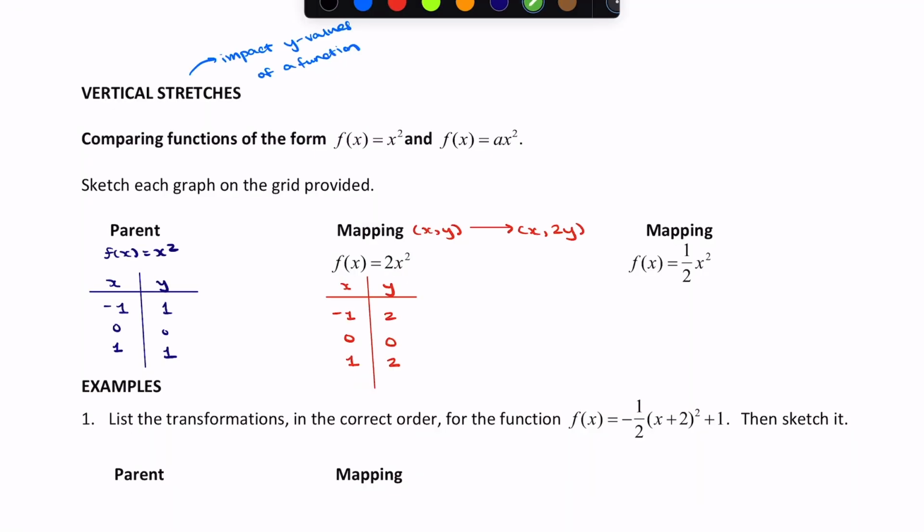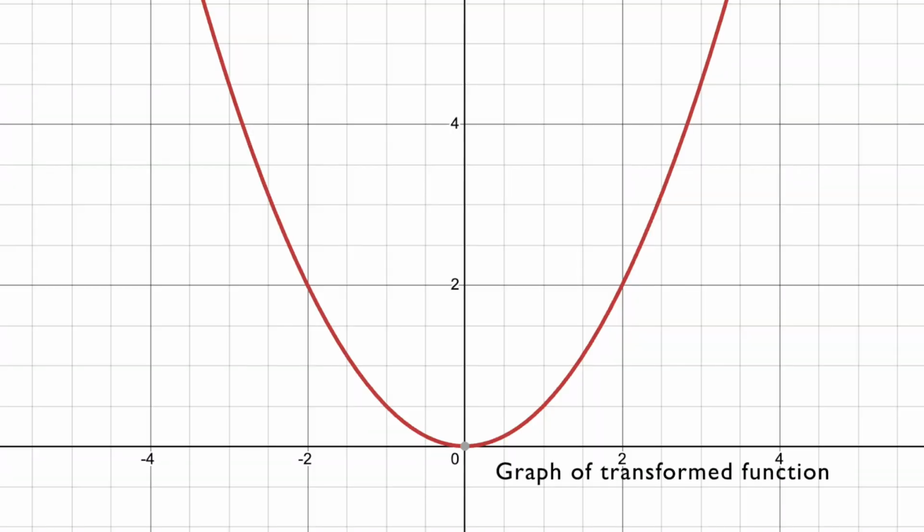Same thing here with f of x is equal to 1/2 x squared. So our x, y values will stay the same in terms of the parent function, and our transformed function multiplies the a value to y. And so here, x values stay the same. Y values are multiplied by the a value. So here we'll get 1/2, 0, and 1/2. Okay.